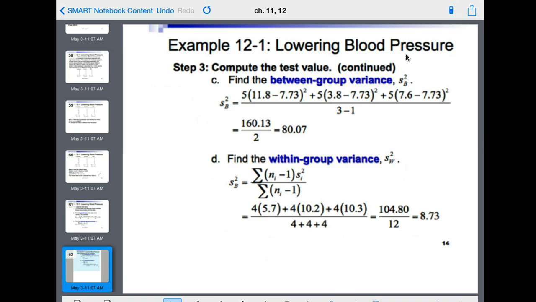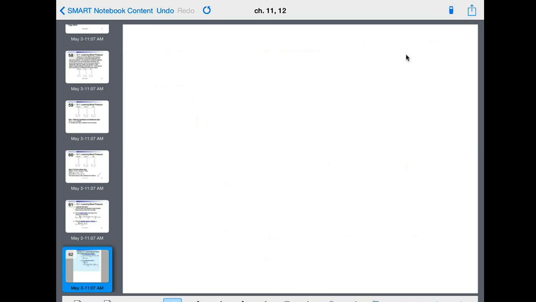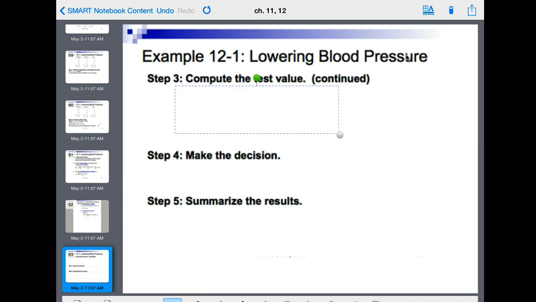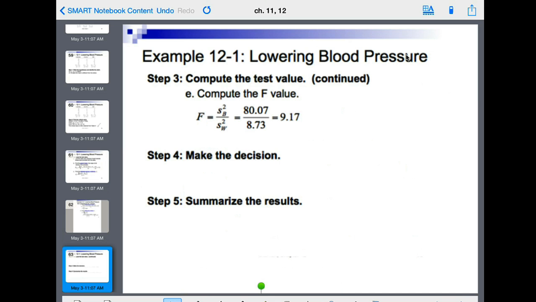Now we have to compute our within group variance. It's the sum on top of ni minus 1 times the variance, so it'll be each group minus 1, so 4, 4, and 4. And then our variances of each group, 5.7, 10.2, 10.3, divided by the sum of each group added up. So 104, 8.73. Compute our test value. Our test value is our between variance divided by our within variance, which is going to be 9.17.